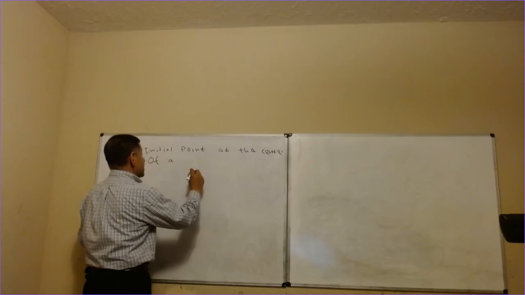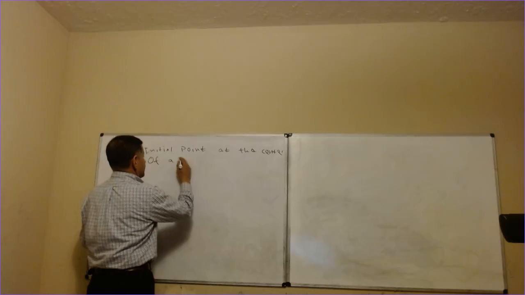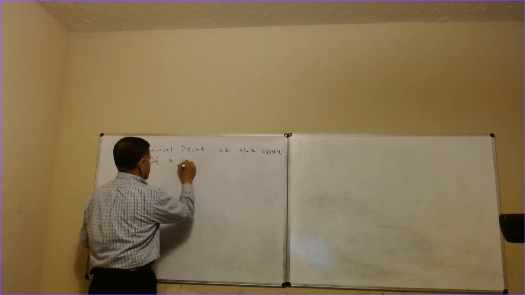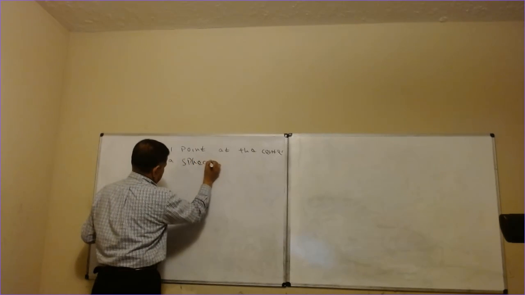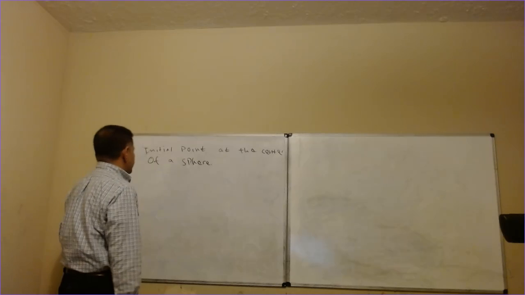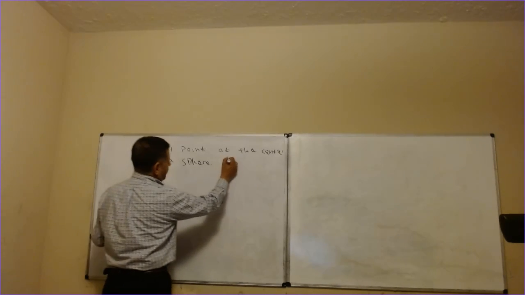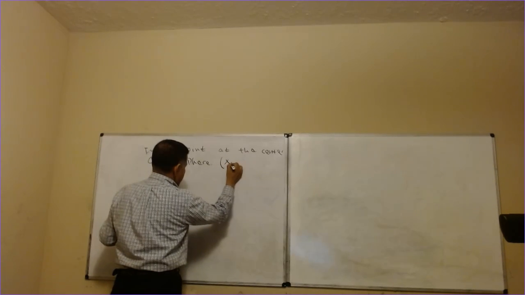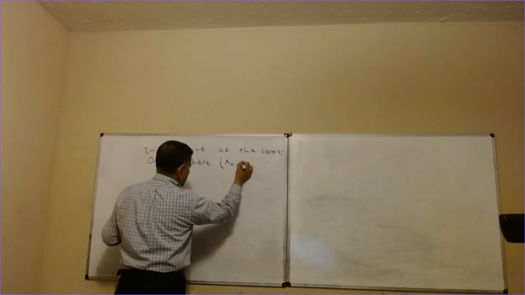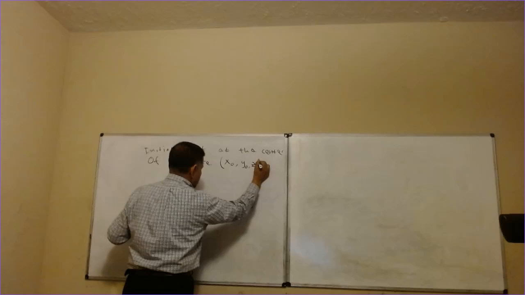So, okay, at the center of a sphere, we have an initial point, and that point is what? It's like this: x0, comma, y0, comma, z0, right?